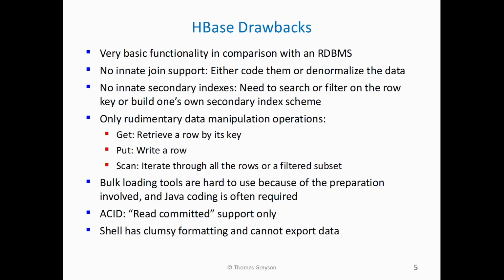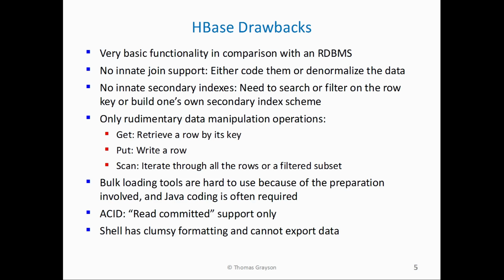HBase nevertheless has many drawbacks. It has very basic functionality in comparison with a relational database. There's no built-in support for joins. You either have to code them yourself or denormalize the data. There's no innate support for secondary indexes. You need to search or filter on the row key or build your own secondary indexes.